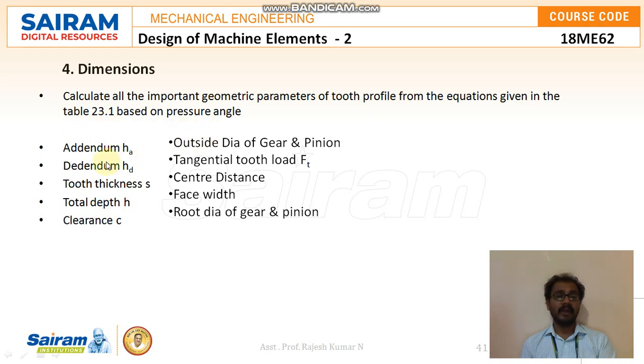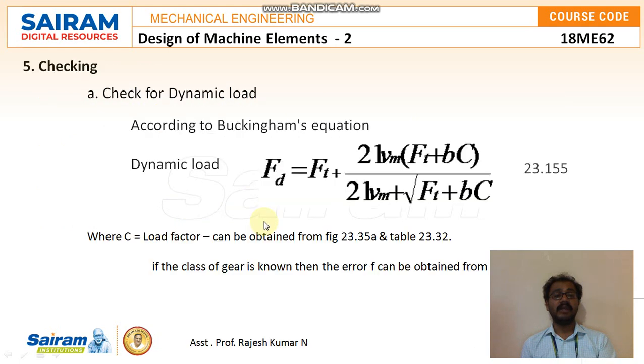So what all will we be finding out? We will find the addendum, denoted as HA, and the dedendum, denoted as HD. Tooth thickness S, total depth H, clearance C, and the outside diameters of the gear and pinion, D1 and D2. Tangential tooth load Ft, center distance, face width, and the root diameters of the gear and pinion. And the fifth step is nothing but checking.